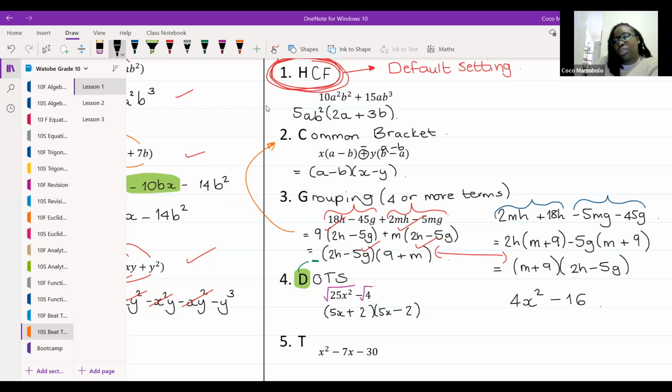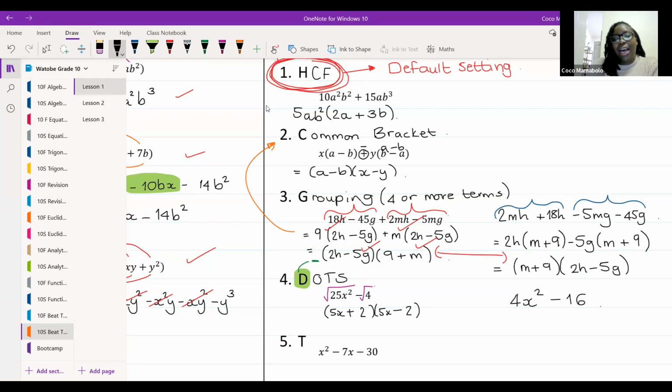Put the terms in a square bracket. I'm not sure about a square bracket because the brackets are not the same. Okay, not in this case. This is not a perfect square. It's a difference of squares. And I'll show you the difference in just a little bit, Apiwe.